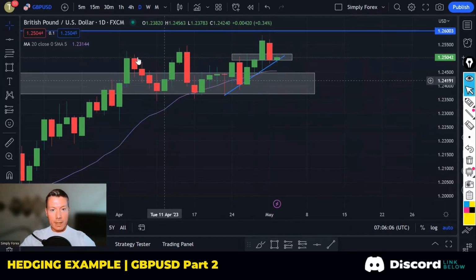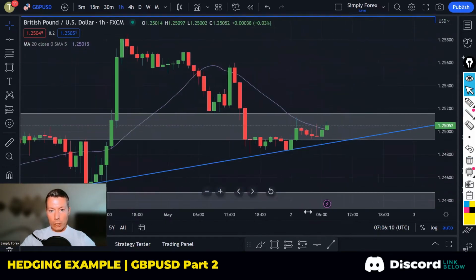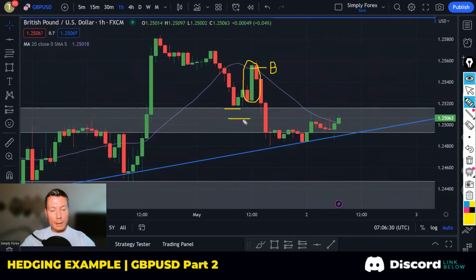If we drop down to the H1 chart again, you will remember that I entered on this candle. Once we saw this big bullish candle coming away from our grey zone, I entered my first buy here. This was a market execution. Most people would normally have a stop loss, but I have a hedge.